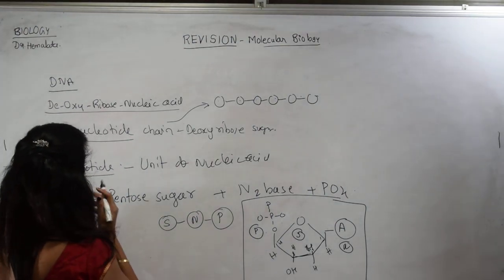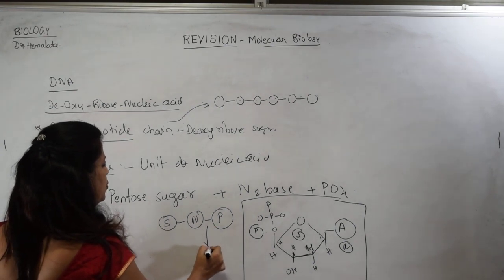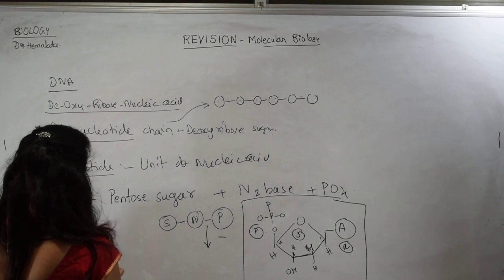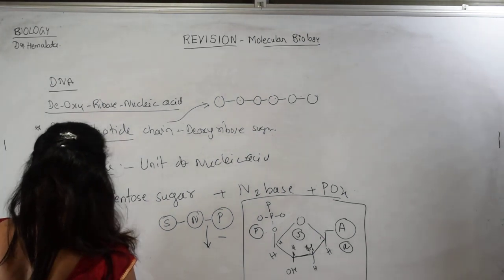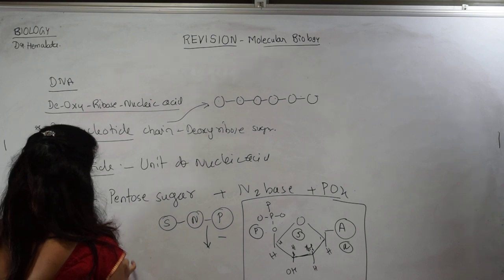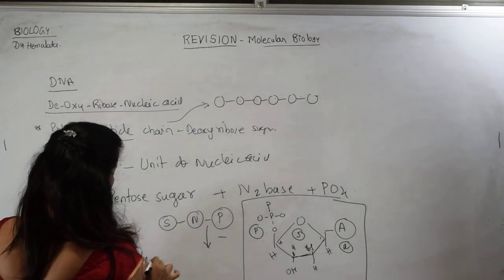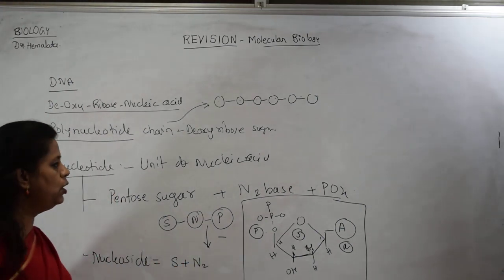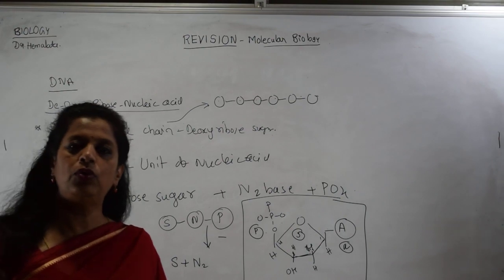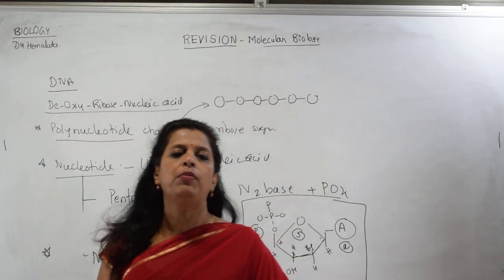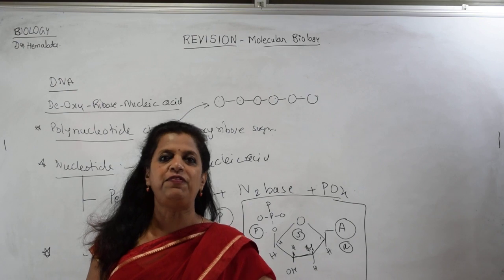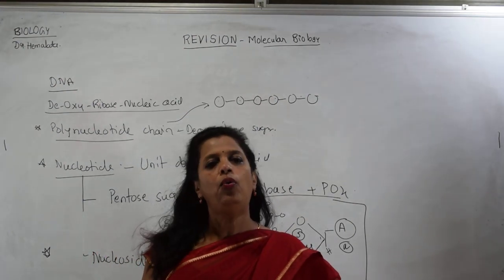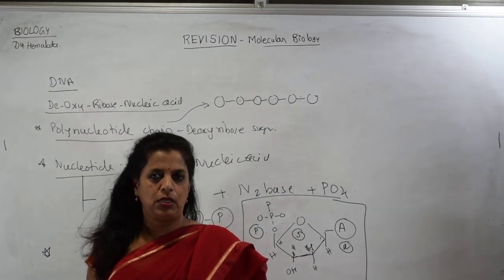Now, if phosphate is removed from the nucleotide, if it is minus phosphate, then we call that a nucleoside, right? This is another thing to remember. What is a nucleoside? It is nothing but one sugar plus nitrogen base. That's all. Without the phosphate group, we call it a nucleoside. Remember, one more question. The question will appear like this: differentiate between nucleotide and nucleoside, or what is a nucleotide or what is a nucleoside?